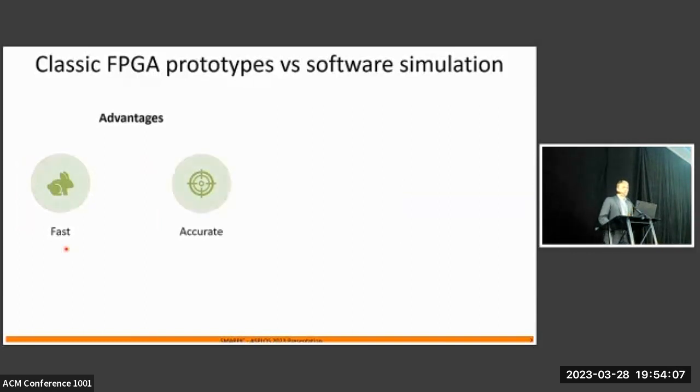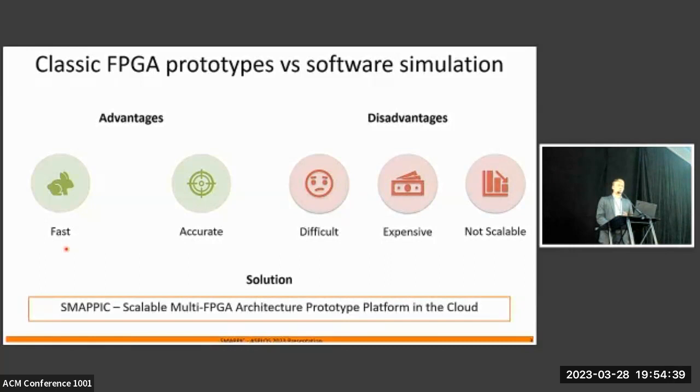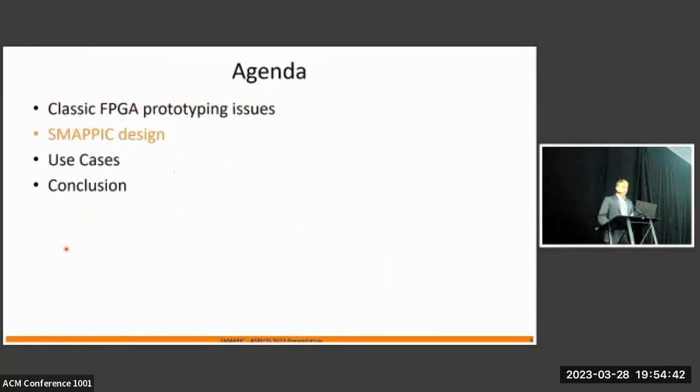However, there are three big problems that prevent a widespread adoption of FPGA prototyping in our field. The first one is complexity. Researchers usually do not want to spend extra time writing Verilog code for their architectures. Second, it is expensive, and the big FPGA needed for large-scale architecture evaluation can cost tens of thousands of dollars. And finally, it is not scalable because the amount of logic you can emulate is restricted by the size of the FPGA. SMAPPIC solves all of these three problems. So let's take a closer look at SMAPPIC's design.